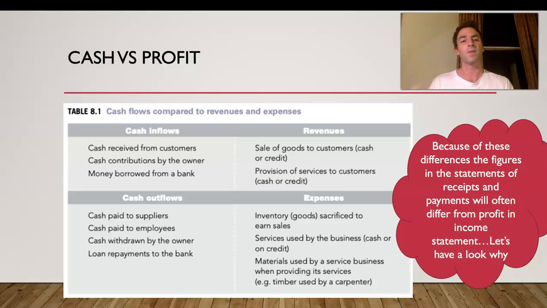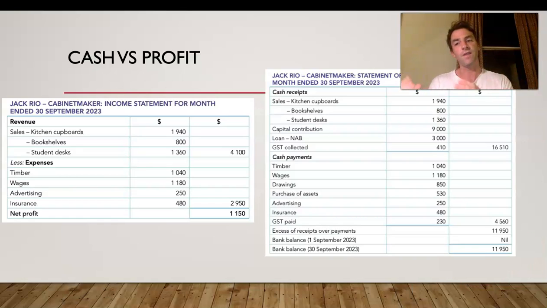But let's look at our specific example of Jack Del Rio to highlight why there is often a big difference between our profit and our total cash inflow or outflow. And here is our friend Jack Rio again. On the left, you see the income statement for the month. And if you remember chapter 7, and this is why it's important you've done chapter 7 first, here is the statement of receipts and payments for Jack Rio for the same month. There are some things to notice.